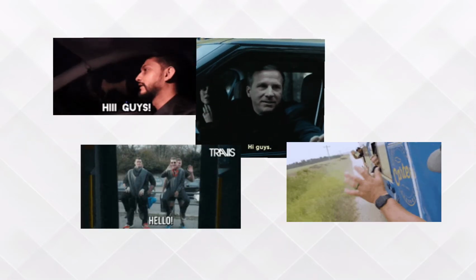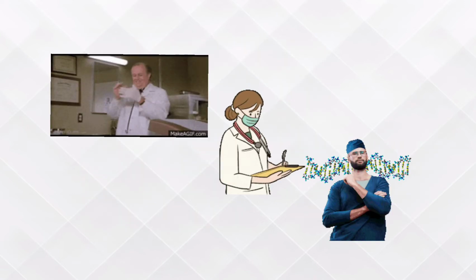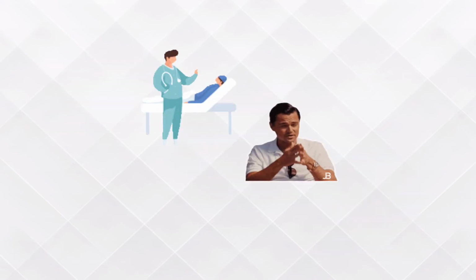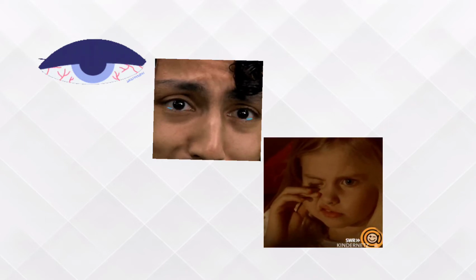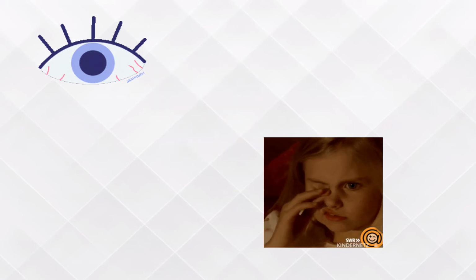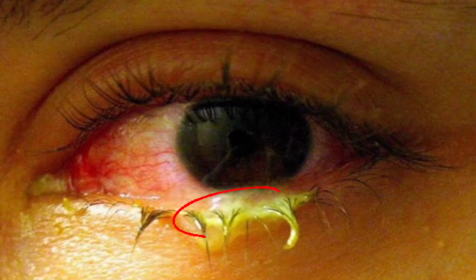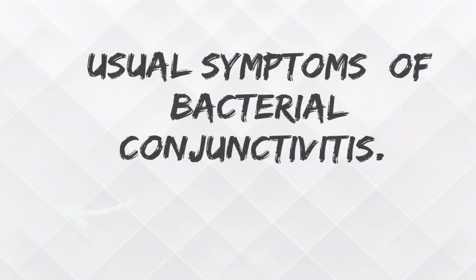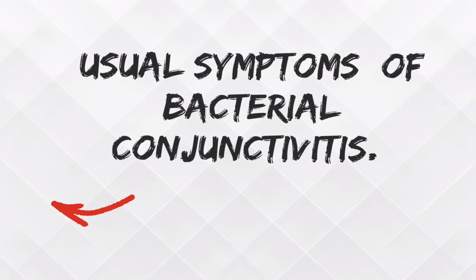Hi everyone, in this video we'll discuss how to diagnose bacterial conjunctivitis. So let's start. Whenever you have patients complaining of symptoms like redness, watering of the eye, grittiness, that is the feeling of sand particles stuck inside the eye, burning sensation, thick discharge, and eyelids getting stuck to each other on waking up in the morning, these are the symptoms that are usually present in bacterial conjunctivitis.